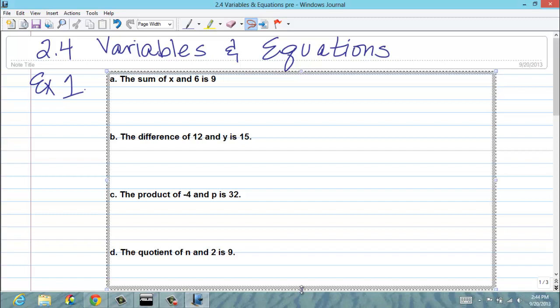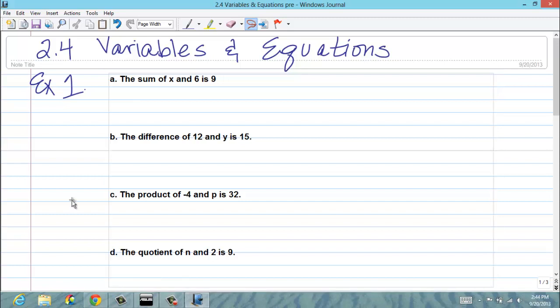2.4 Variables and Equations. The point of this lesson is for you to learn how to solve equations with variables. So we're going to start off with our first example. And here we have some verbal sentences. First step, we're going to rewrite our verbal sentences as equations. Second step, we're going to use mental math to solve our equations. And third step, we're going to check the solutions of our equations.